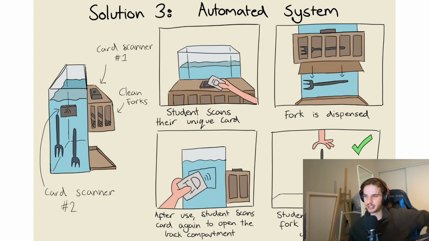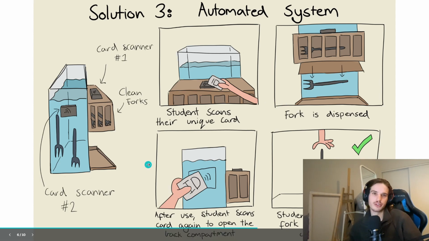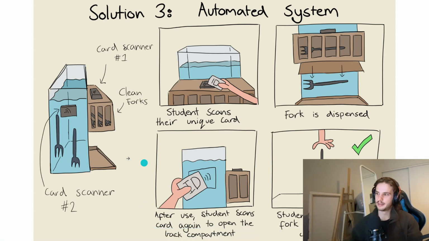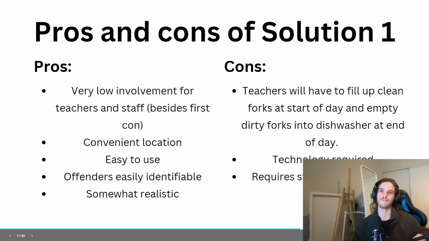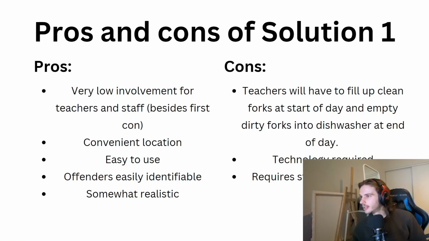And so the student here will scan their ID card. The fork will be dispensed one at a time. After the students use their fork, eat, and they've got a dirty fork, they scan their card again, this time on the second card scanner, and that will unlock this lid and they can put their forks in there to be washed. Now, what are the pros and cons of solution 3?